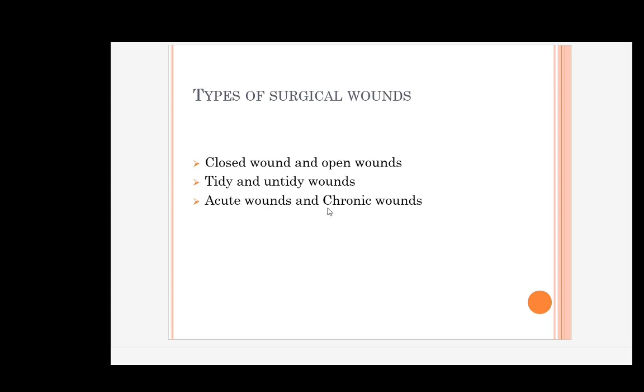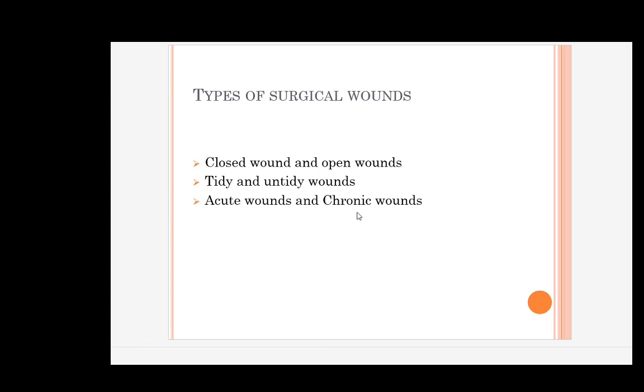Then the other big classification we have is acute wounds and chronic wounds. Acute wounds are those which happen over a small period of time, and they go through the process of the wound happening and the process of wound healing, and over a period of time the wound heals, and of course the remodeling happens, which takes about 6 months.